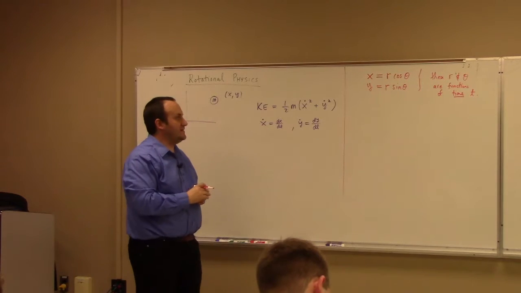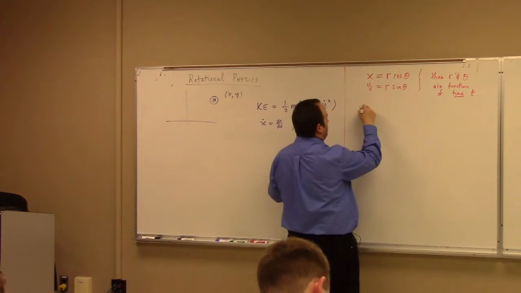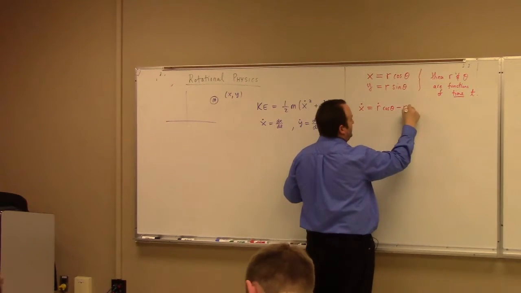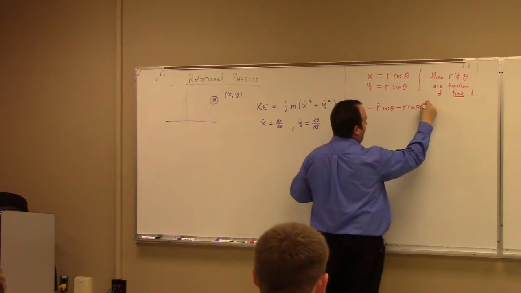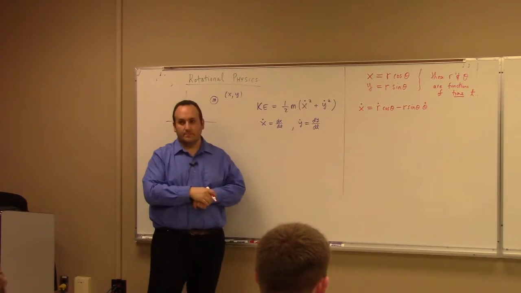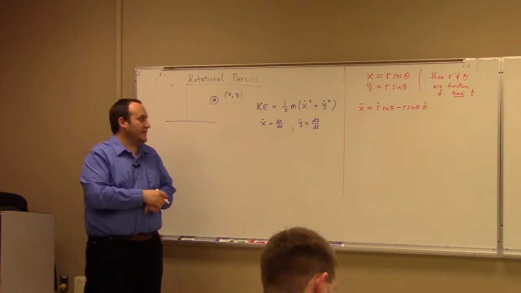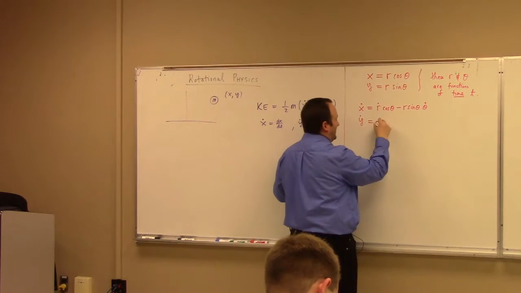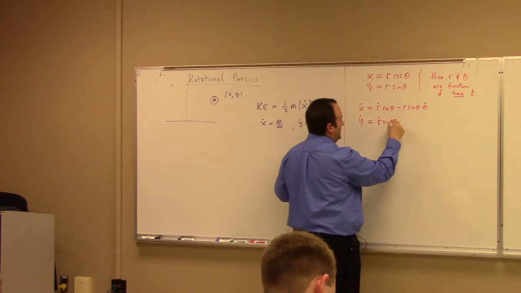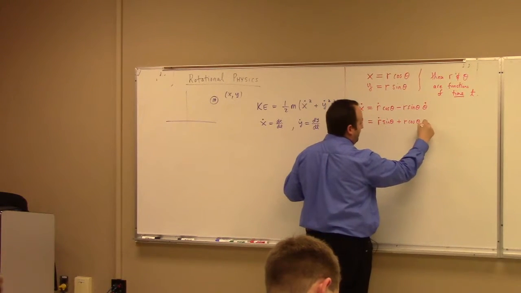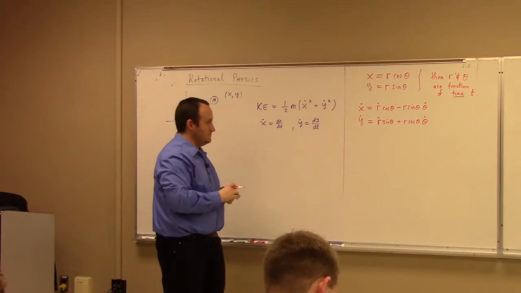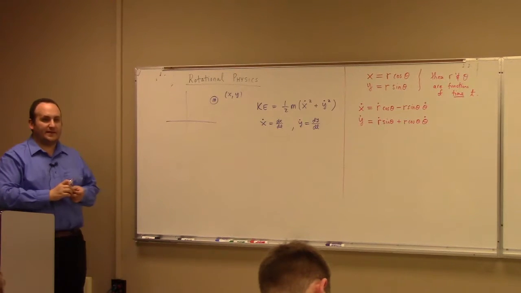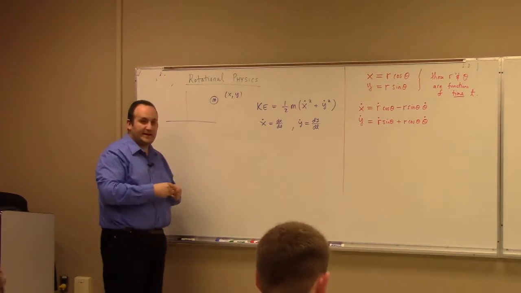So if I differentiate, what is dx/dt? See, x dot is equal to r dot cosine theta minus r sine theta theta dot, by the product rule and the chain rule, because I'm differentiating with respect to t. And likewise, by the product rule and chain rule, y dot is equal to r dot sine theta plus r cosine theta theta dot. What happens then if I square these and add them together? That should give me the formula for kinetic energy in polar coordinates.